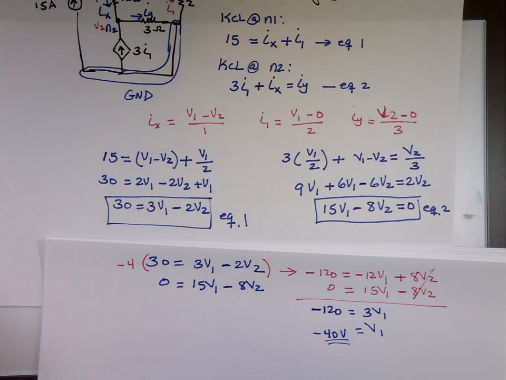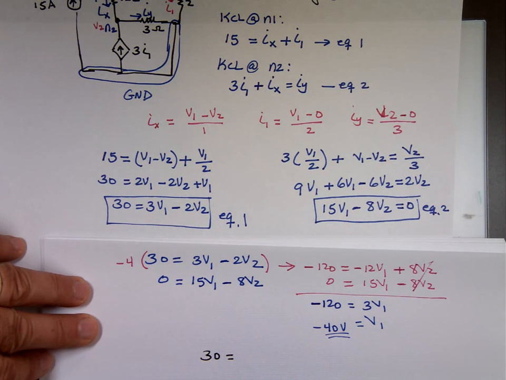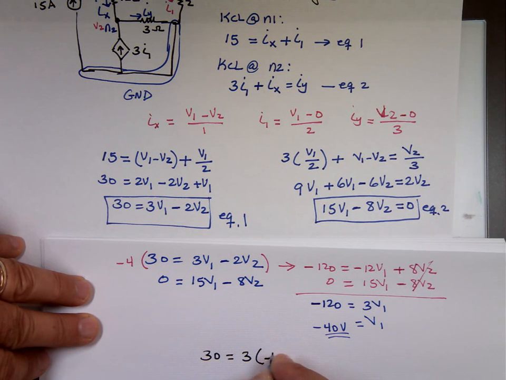If I know V1, can I find V2? 30 equals 3 times V1, which is negative 40, minus 2V2. That's negative 120, so 150 equals negative 2V2. V2 equals negative 75.